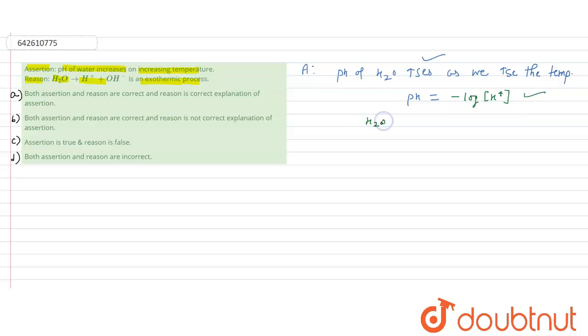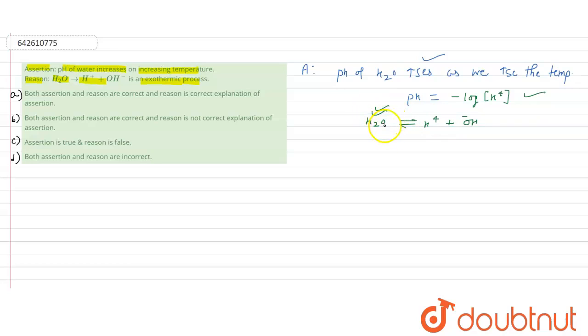H2O is a stable molecule. It is in equilibrium with H positive ions and OH negative ions. Since this is a stable molecule, most of the H2O remains on this side.